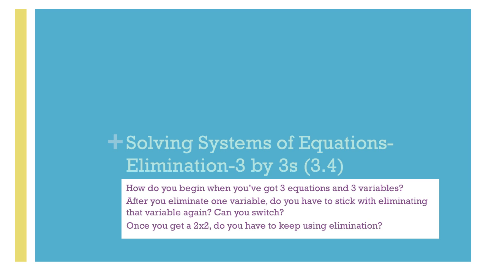Solving systems of equations. This time we've got 3 by 3s, 3 variables, 3 equations. How do you even begin when you have 3 equations and 3 variables? Well, once you eliminate something, you're going to eliminate a variable. Do you have to stick with that variable to eliminate? And can you just switch to another one? And once you get to a 2 by 2, do you have to keep using elimination?